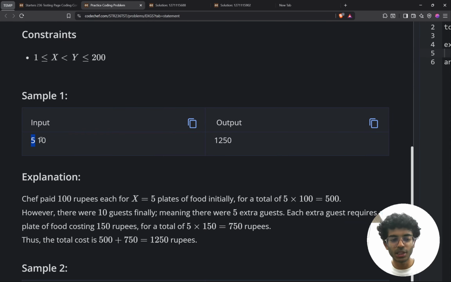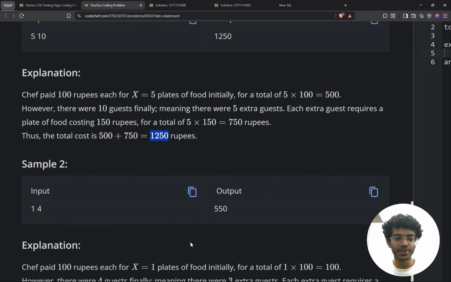So let's see the first input. Here, there were 5 people invited and 10 people showed up. So for 5 people, Chef needs to pay 500 rupees. And for the 5 more people who showed up, he needs to pay 5 into 150, which is 750 rupees. So in total, he needs to pay 1250 rupees.